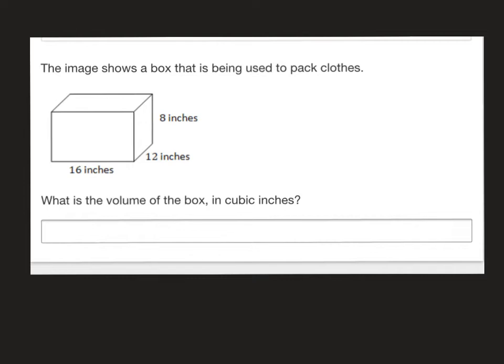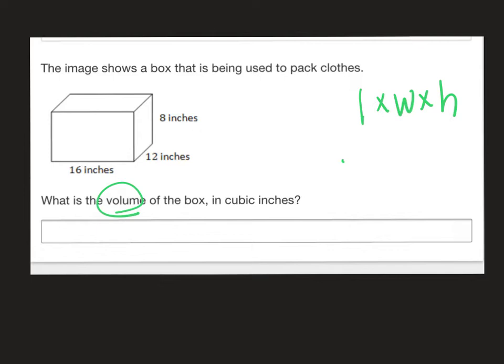Alright kiddos, in this video we're going to review using length times width times height to find the volume of a rectangular prism. On this one, you can obviously see it's just a rectangular prism. You're given the length, width, and height, and you have to find the volume of it. So all we're going to have to do is multiply this.